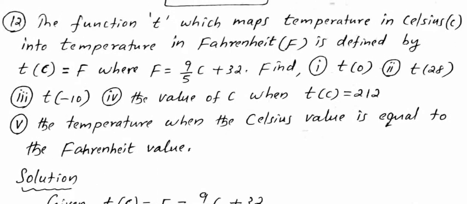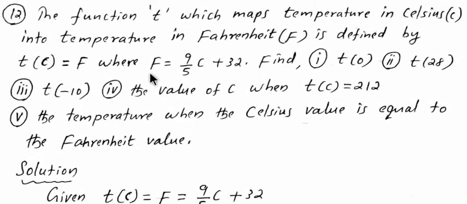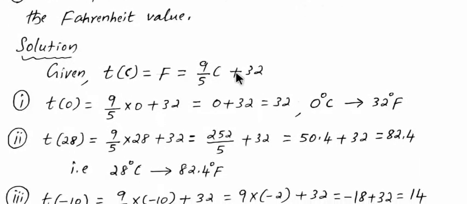Solution. Here a function is given, T of C is equal to F. That F is equal to 9 by 5 C plus 32. It can be taken that T of C is equal to F, and F is equal to 9 by 5 C plus 32.